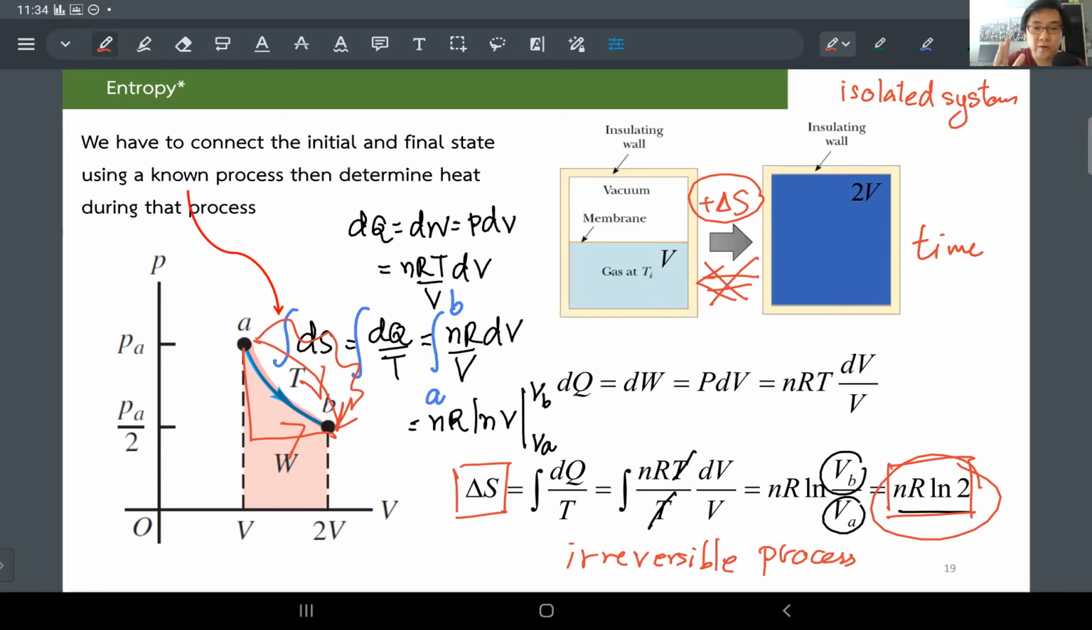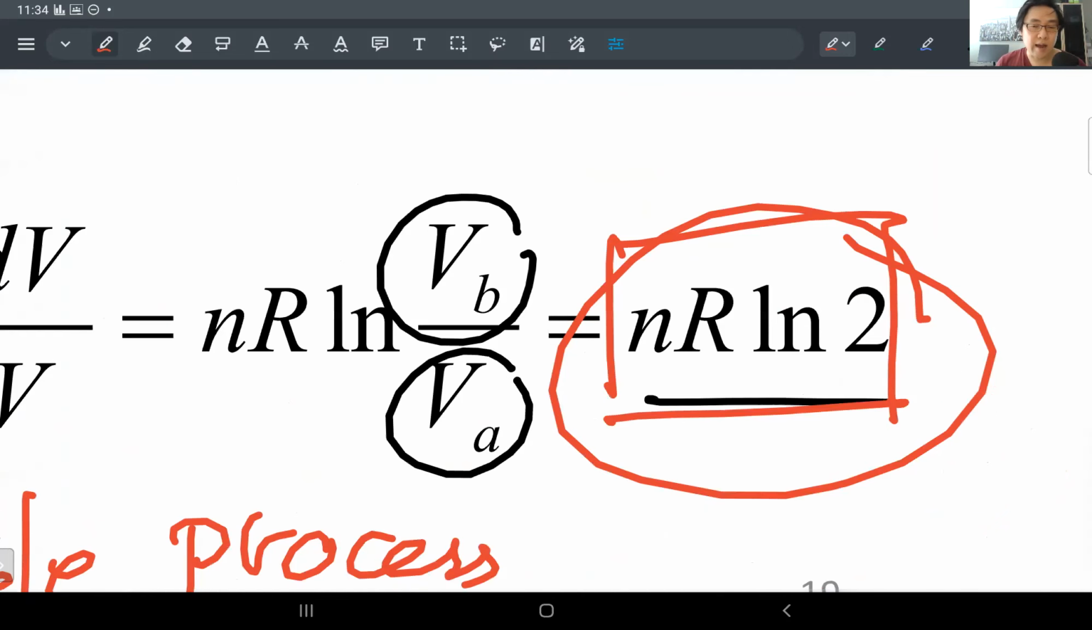Once you calculate the entropy change, you're going to get that number no matter which curve you picked anyway. All right. And just a fun fact for you guys. For those that come from computer science or computer engineering, it actually has a meaning. This number 2 right here.